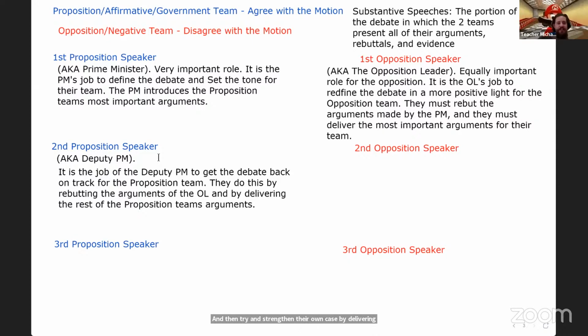Now we come back to our second proposition speaker, or the Deputy Prime Minister, and it's their job to try and get the debate back in favor of their own team. So you see why it's important to stagger the speakers, one from each team, and then they interchange. Because if we just heard from the proposition team first, they could build the best case, but without an opportunity to defend themselves through these rebuttals, you can very, very easily dismantle a case. So it's very important that it's a back and forwards exchange.